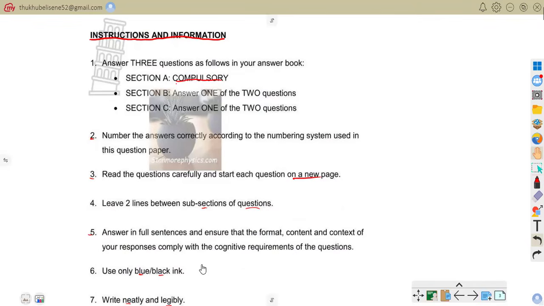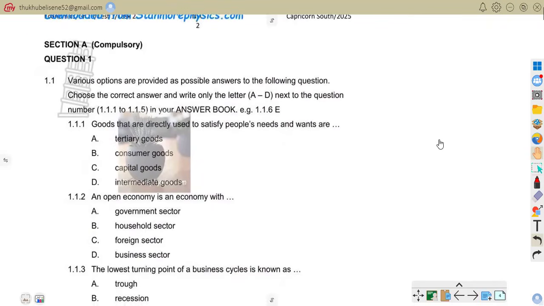Now let us go straight to section A, question 1, which we know very well is compulsory. Question 1.1 reads as follows. Various options are provided as possible answers to the following questions. Choose the correct answer and write only the letter A to D next to the question number, that is 1.1.1 to 1.1.15, in your answer book. For example, 1.1.6 E.